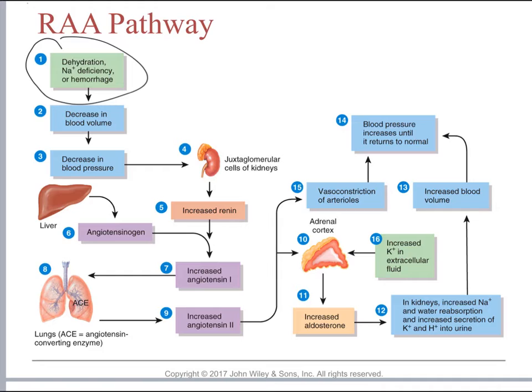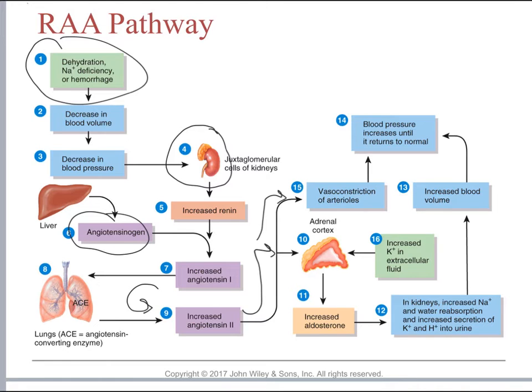That decrease in blood pressure is detected at our blood regulators. These are the kidneys, so the juxtaglomerular cells of the kidneys. As a result, the kidneys are going to secrete renin. Renin is going to work with angiotensinogen that's being secreted from the liver to increase angiotensin 1. Now, the lungs produce an enzyme called ACE, angiotensin converting enzyme, that converts angiotensin 1 to angiotensin 2. Angiotensin 2 has 2 targets. One, it's going to target the adrenal cortex as well as vasoconstriction of the arterioles in the body.